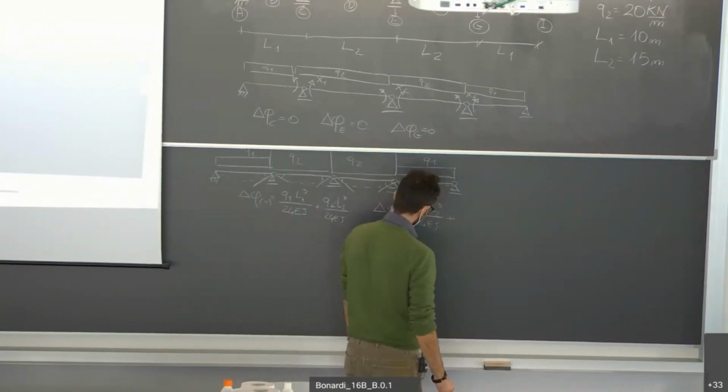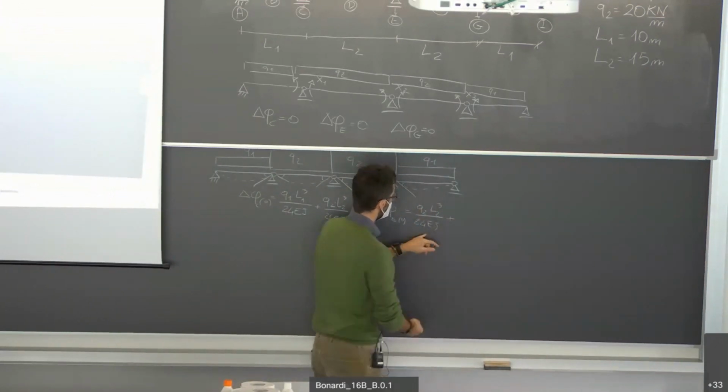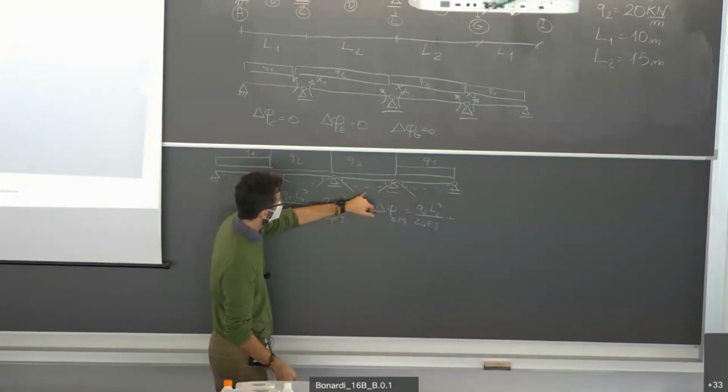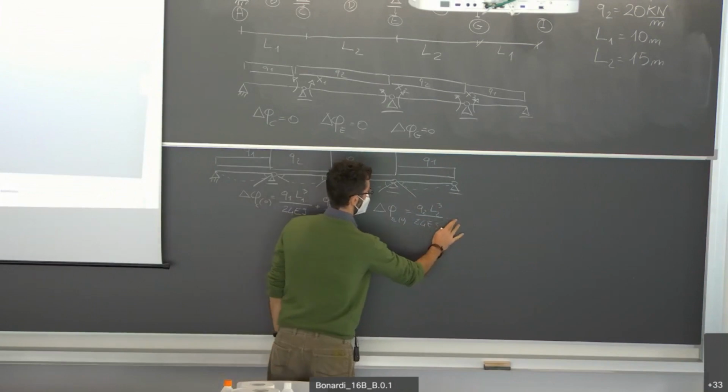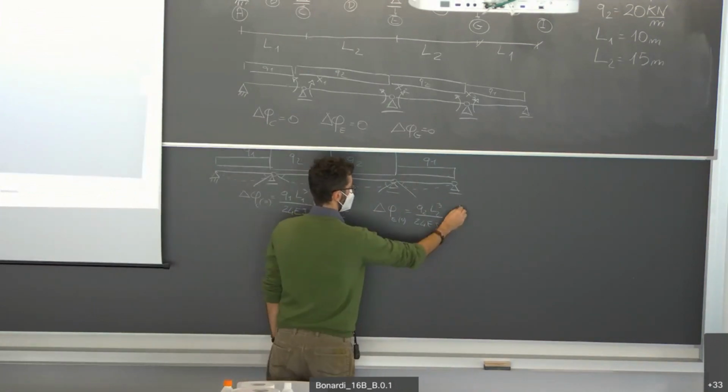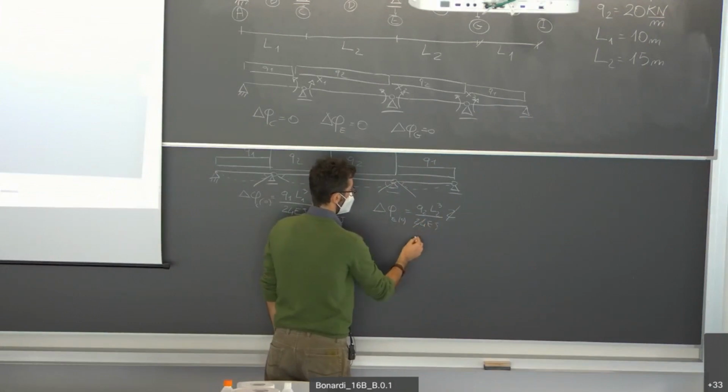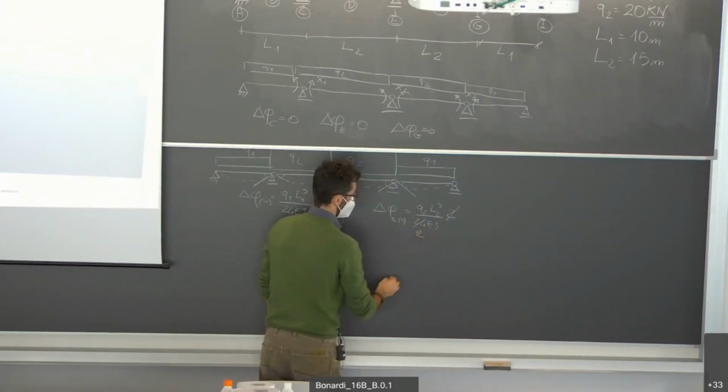Plus the same stuff, because here we have same load and same span. Okay, so it is twice this stuff. It means we can simplify 2 and 24. It is 1/12.